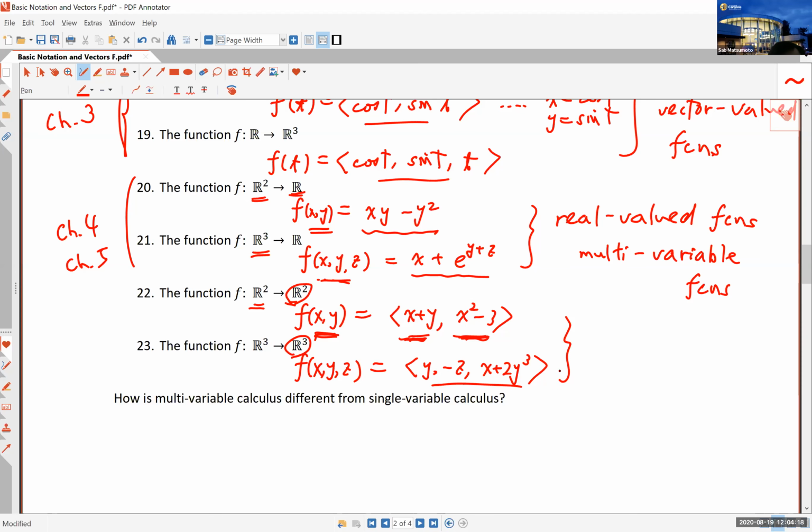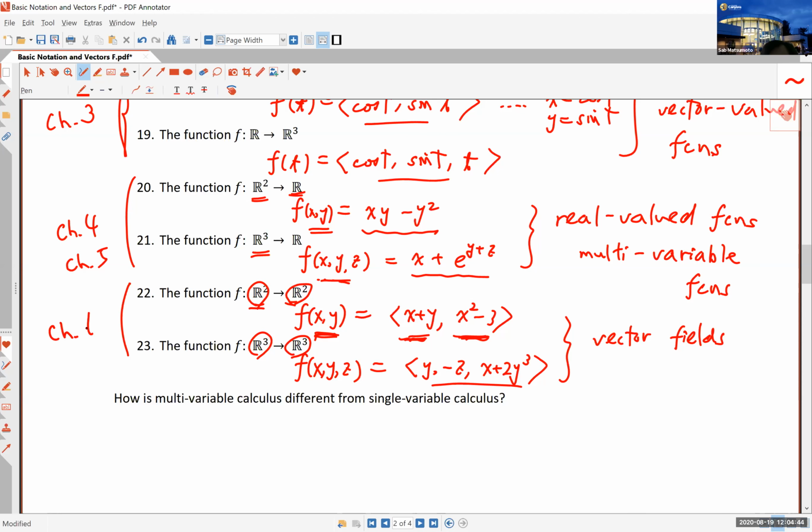But because the domain is also vectors, or the 2 or 3 dimensional spaces, these are called vector fields. Vector fields are vector valued functions defined on a vector space like R2 and R3. We will be studying these in chapter 6.